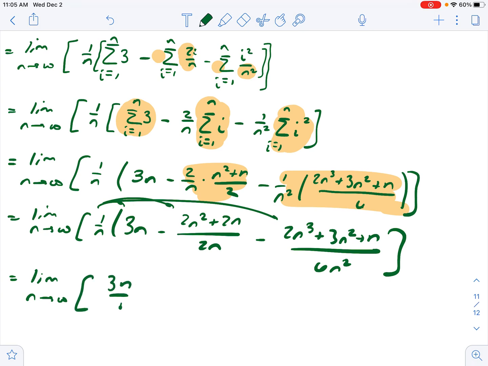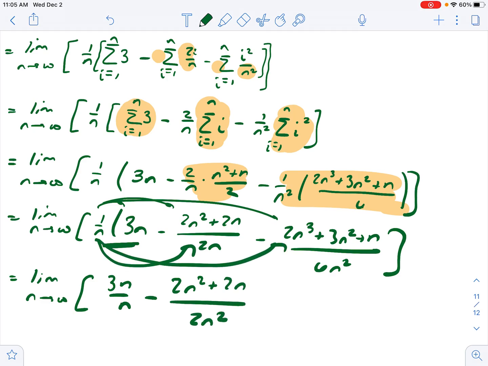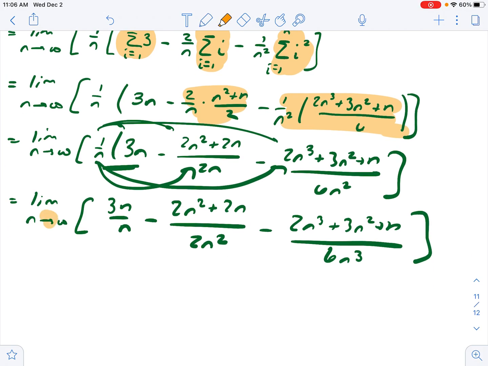So let's see, we get the limit as n goes to infinity of, okay, 3n over n for the first term, minus 2n squared plus 2n over 2n squared when I distribute to that. And when I distribute to this, 6n squared times n is 6n cubed in the denominator. And again, very nice thing now, as n goes to infinity, notice all of these have the same highest power in top and bottom. So this is going to work out nice.